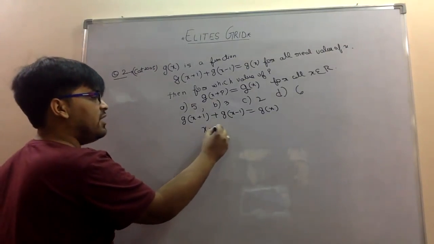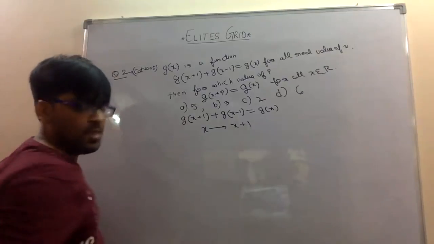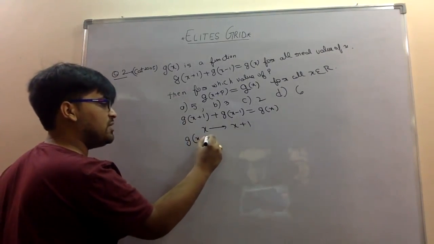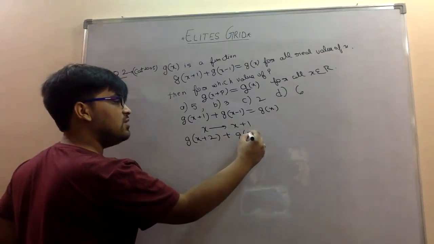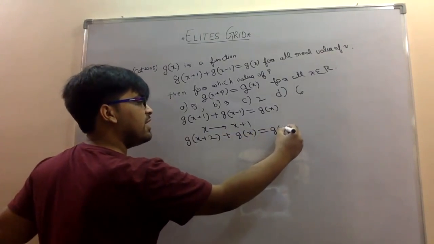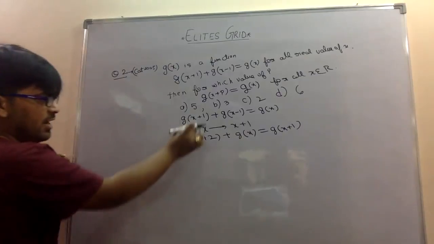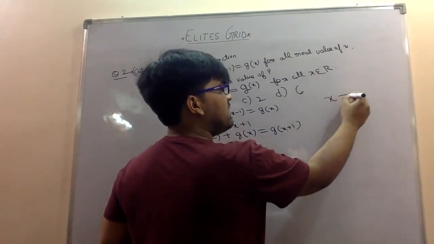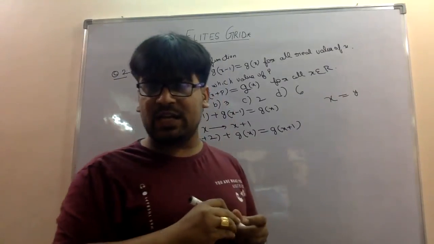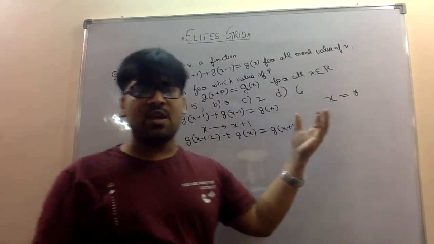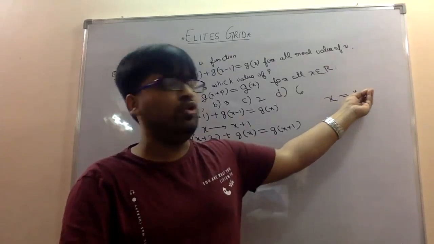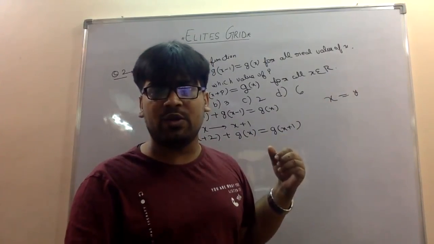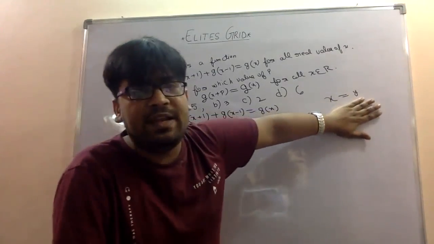So let's replace x by x+1. Replacing x by x+1, this will become g(x+2) + g(x) = g(x+1). ठीक है, अगर x को x+1 से replace करेंगे, you can replace anything by any value ना. Let तुम्हारे पास x = y है, that will satisfy for every value of x and y. That means if you put x = 2, you will get y = 2. If you put x = 3, you will get y = 3. That means ये value हर के लिए true है ना.